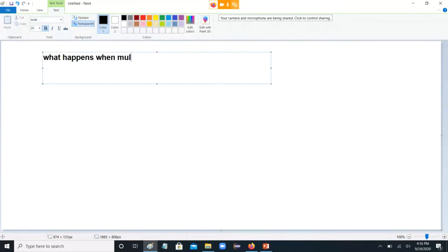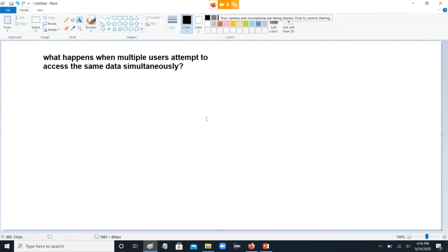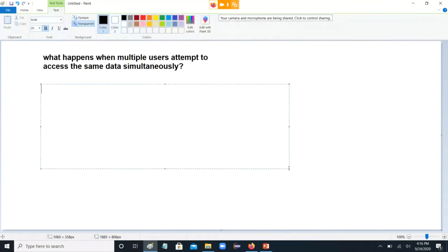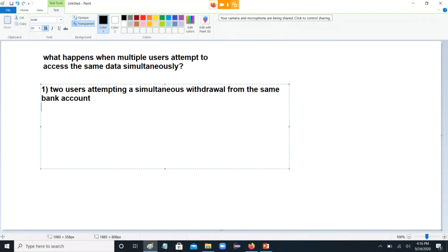What happens when multiple users attempt to access the same data simultaneously? Okay, well, let's talk about that. This is potentially a big problem, right? Sure it is. Example 1, right? 2 users attempting a simultaneous withdrawal from the same bank account. Okay, that's potentially a problem.